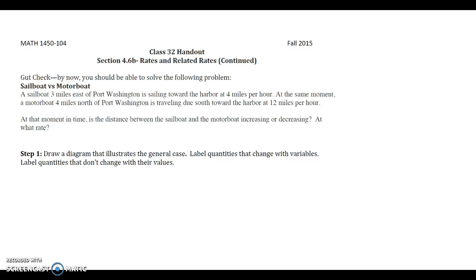Let's look at handout on section 4.6b, rates and related rates. Now, this problem, he says we should be able to solve it now, so let's work through it. A sailboat 3 miles east of Port Washington is sailing at this speed, and this one is sailing at this speed. At that moment in time, is the distance between the sailboat and the motorboat increasing or decreasing? At what rate? So let's draw the diagram.